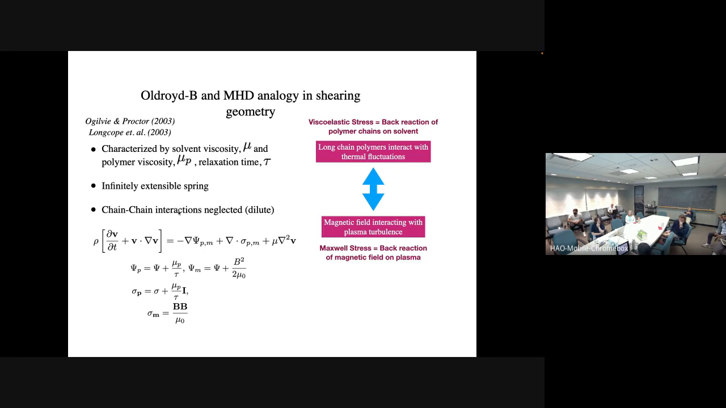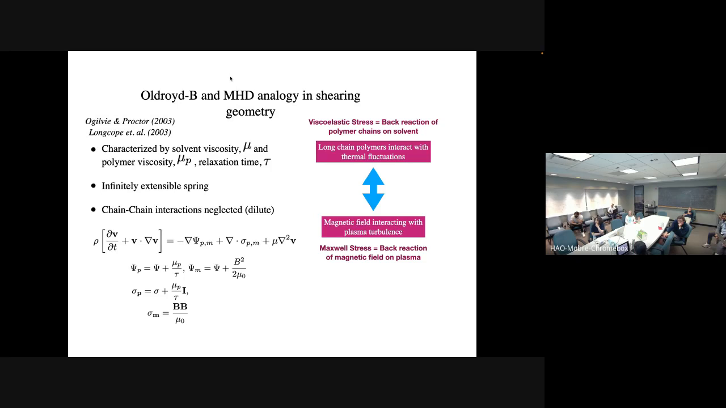There has been a lot of work way back in 2003 by Ogilvie and Proctor, and Longcope as well, where they basically say that the way long chain polymers interact with thermal fluctuations of the fluid is very similar to the way a magnetic field interacts with plasma turbulence. Essentially, I could say that the viscoelastic stress is the back reaction of the polymer chains on the solvent, whereas the Maxwell stress comes from the back reaction of the magnetic field on the plasma.